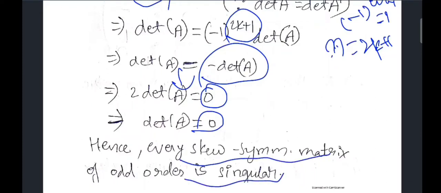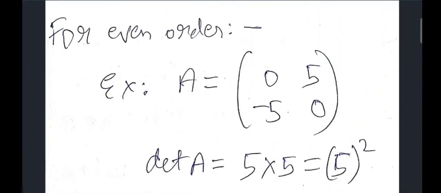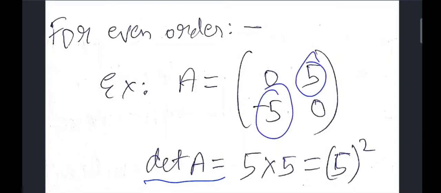Now if the order is even, what will be the condition? It should be a perfect square. That's what we are going to prove here. For even order A, the determinant of this A will be equal to, clearly, as it is skew symmetric, these two will be equal in magnitude but opposite in sign, as A is skew symmetric. So clearly, the determinant of A will always be 5 into 5, that is 5 square.